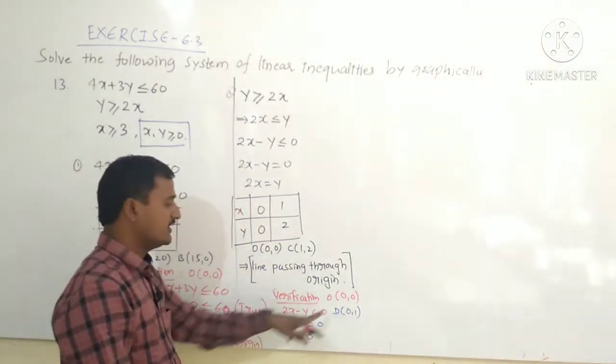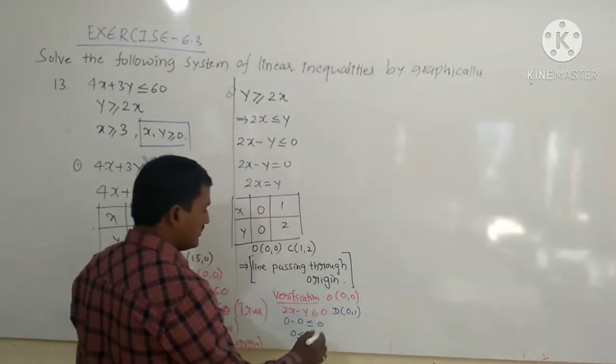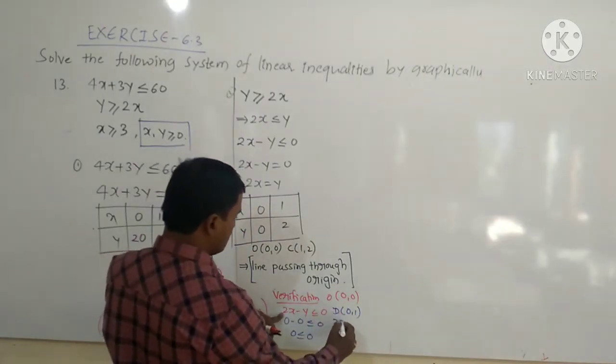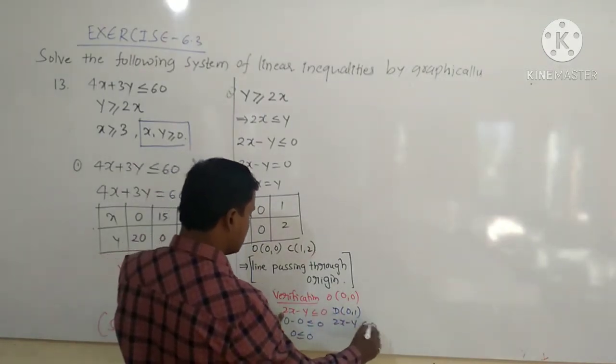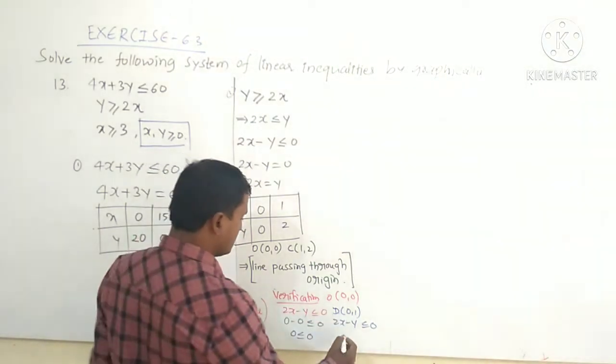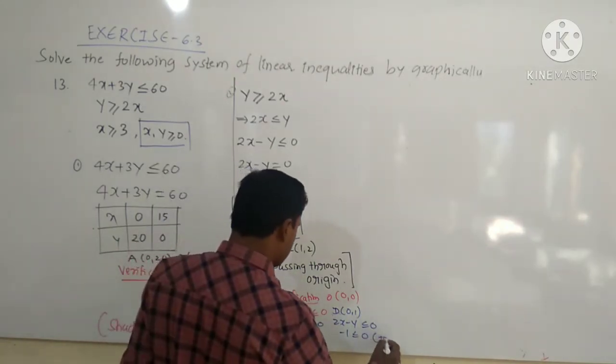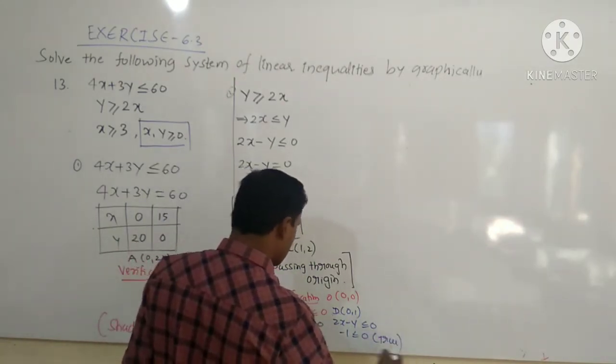Okay, one more point other than the origin. I will substitute this here: 2x minus y is less than or equal to 0. What is the value of x? 0. So clearly, minus 1 is less than or equal to 0. Minus 1 less than or equal to 0 means clearly it is true.